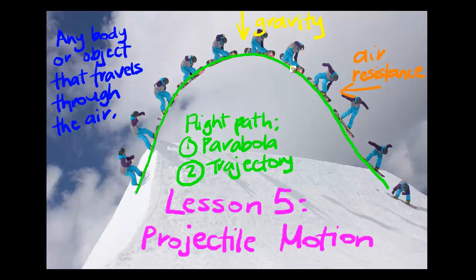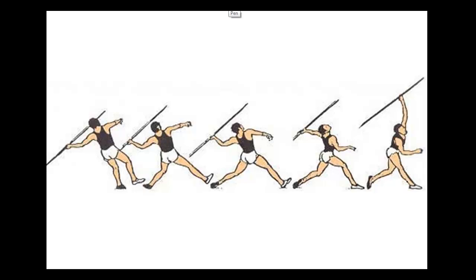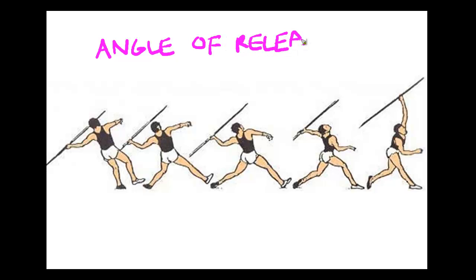The third thing we're going to look at is the three main principles that are linked to projectile motion. Okay, so to do that, we are going to look at the javelin thrower here. And the first one we're going to look at is known as the angle of release. And the angle of release plays a major part in how far the projectile will go. And in this case, the projectile is the javelin. Okay, the optimal angle of release is 45 degrees.